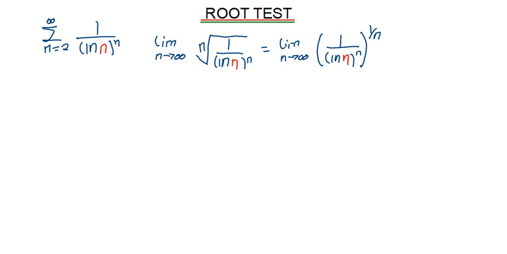Here we can distribute the 1 over n to the numerator, which is 1, as well as the denominator, which is the natural log of n to the power n. 1 raised to anything is still 1. If we say 1 to the power 1 over n, it's like saying the nth root of 1. So regardless of what our n is here, this is still going to be 1.